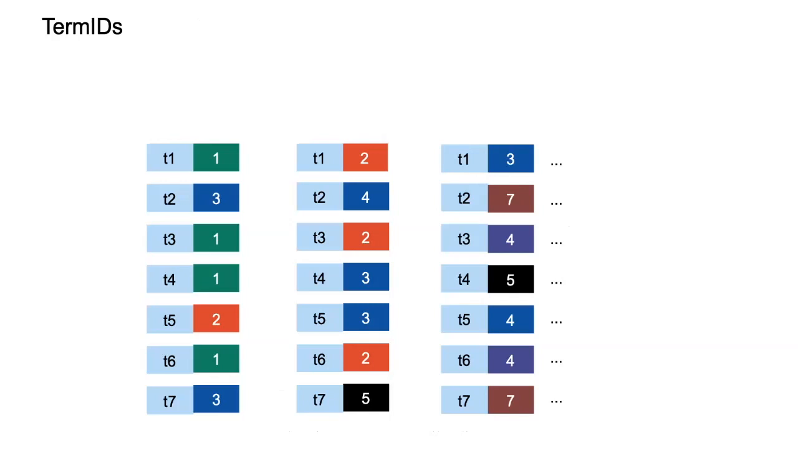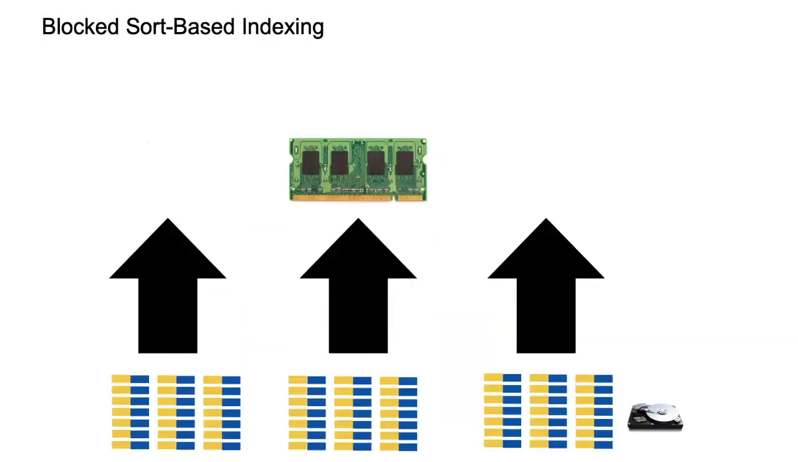Then we saw term IDs as part of index construction. It's actually called dictionary encoding in the database world when you do this. In order to save space for terms that repeat during index construction, we replace them with IDs, term IDs, right? So that is also something we covered. And then, in order to build the indices when it does not fit in memory.